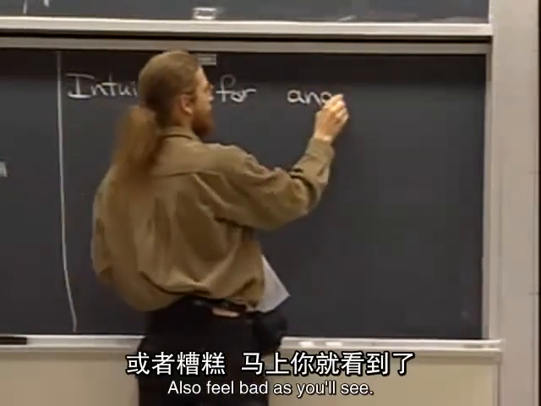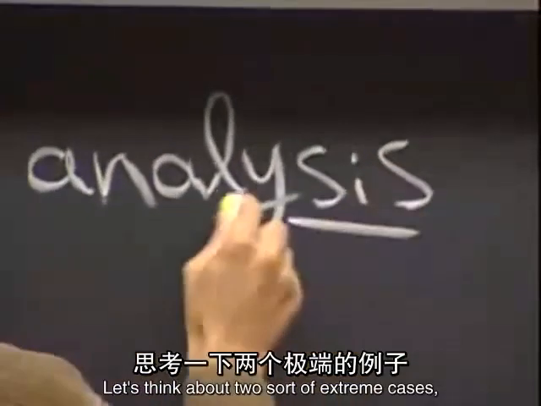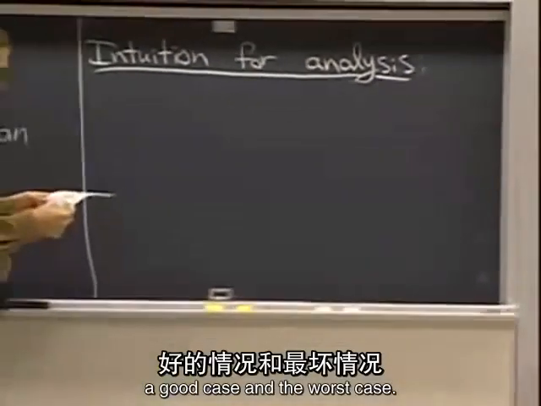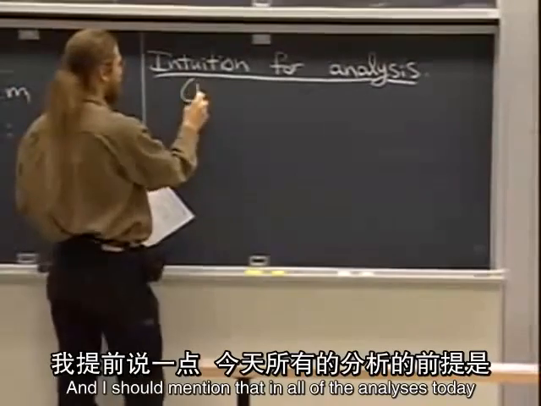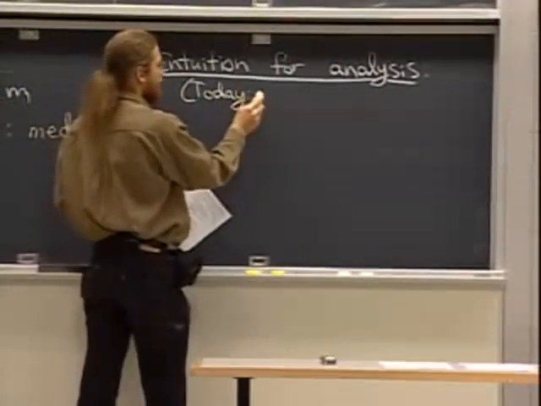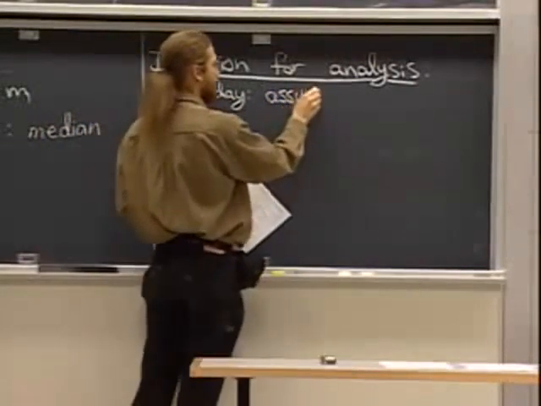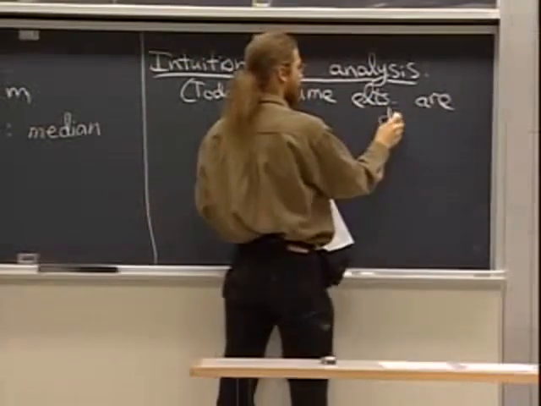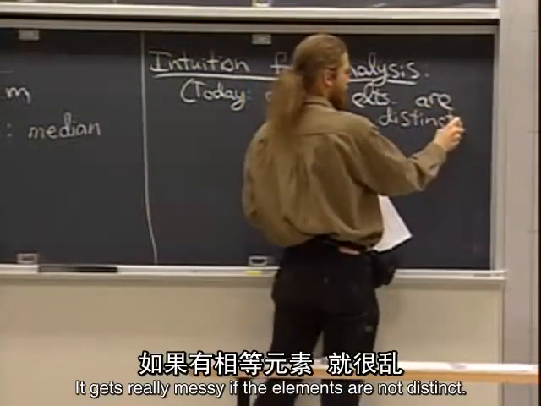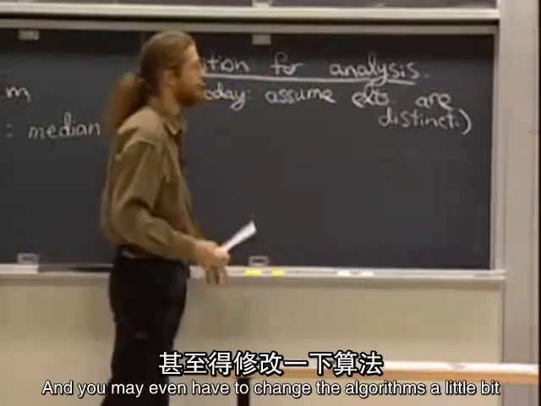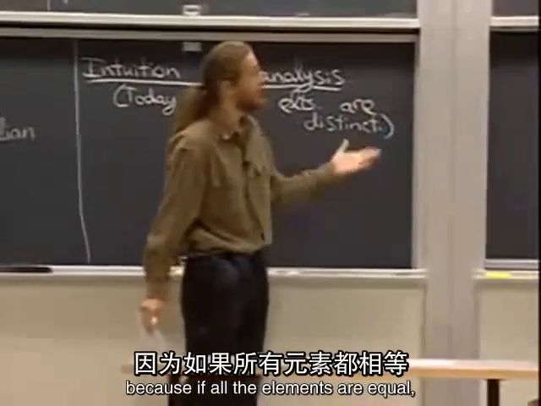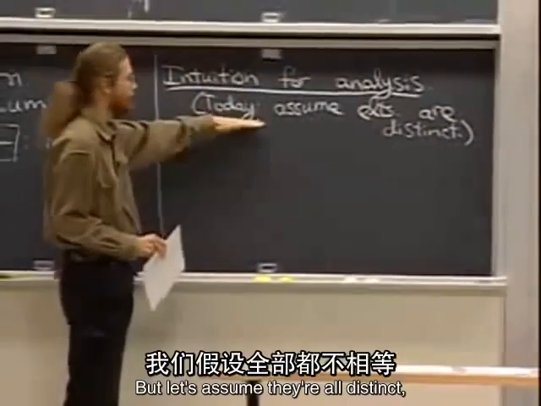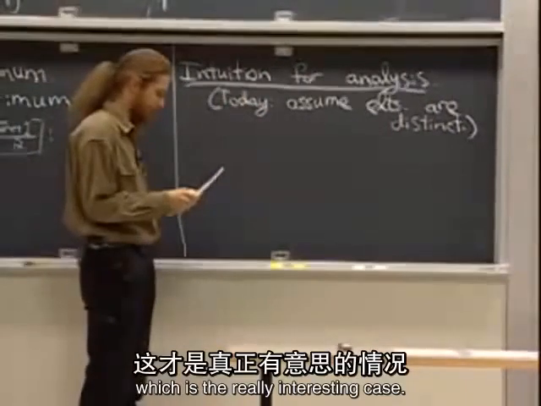And to start out, as before, we're going to look at some intuition, just to feel good about ourselves. Also feel bad, as you'll see. Let's think about two extreme cases, a good case and the worst case. And I should mention that in all of the analyses today, we assume the elements are distinct. It gets really messy if the elements are not distinct. And you may even have to change the algorithms a little bit, because if all the elements are equal, and you pick a random element, the partition does not do so well. Okay, but let's assume they're all distinct, which is the really interesting case.